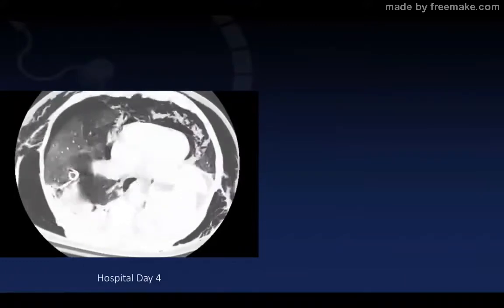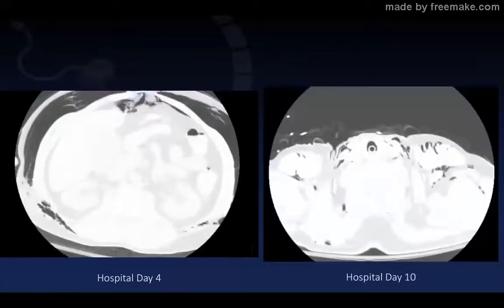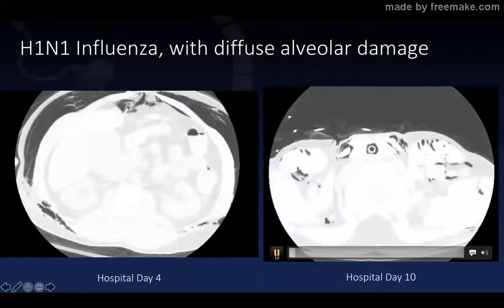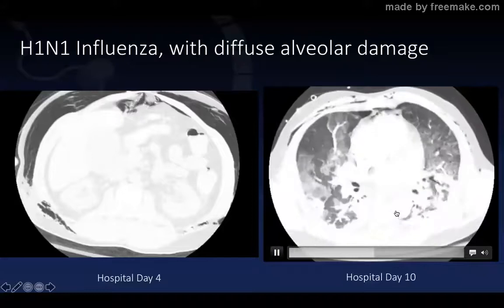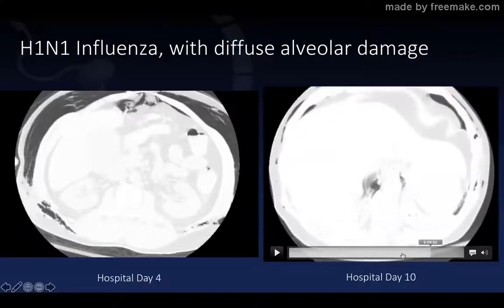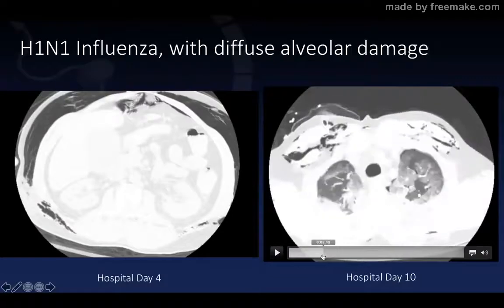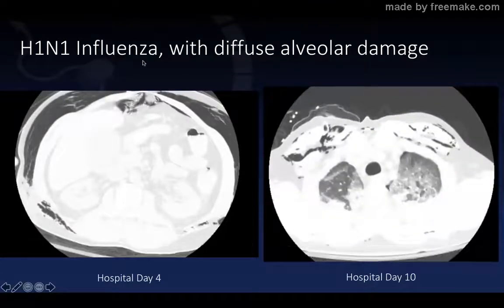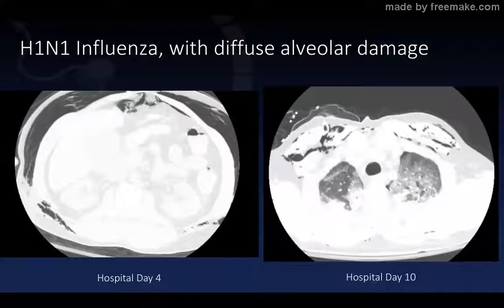You can see dependent consolidations along with ground glass opacities. On hospital day 10, things are progressing with increasing ground glass and dependent opacities reflecting diffuse alveolar damage here. And here in the anterior part of the lungs, one can see increased cystic change. This is due to barotrauma from being on ventilatory support. And this is a case of H1N1 influenza back in 2009 with diffuse alveolar damage, with imaging findings that can be very similar to COVID-19 currently, given a similar mechanism of infection.